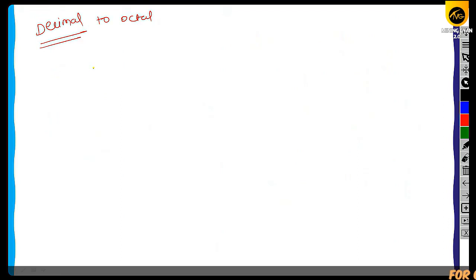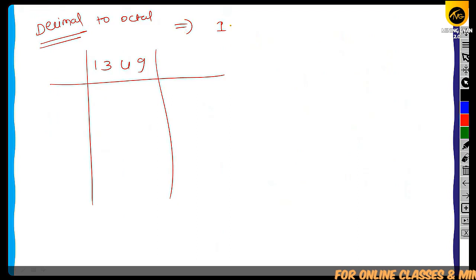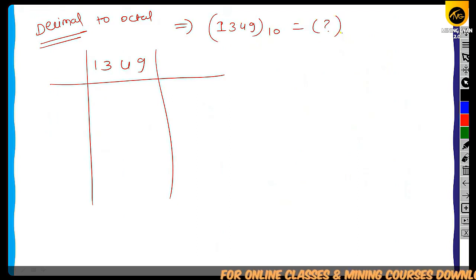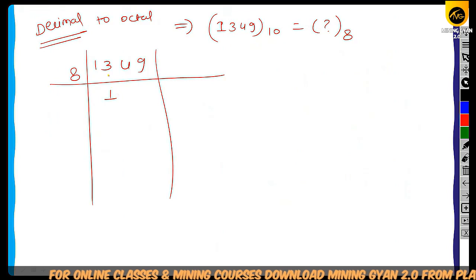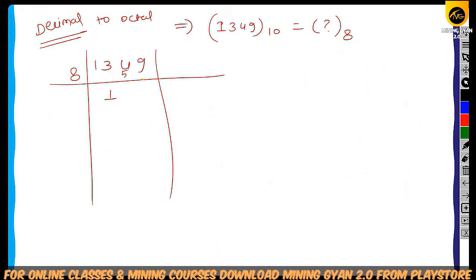Suppose the number is 1349, which is in decimal form. We have to convert it into octal form. So the base is 8. 8 times 1 is 8, and 10 minus 8 leaves 5, so 5 is the remainder. Then 8 times 6 is 48, and 6 is the remainder.